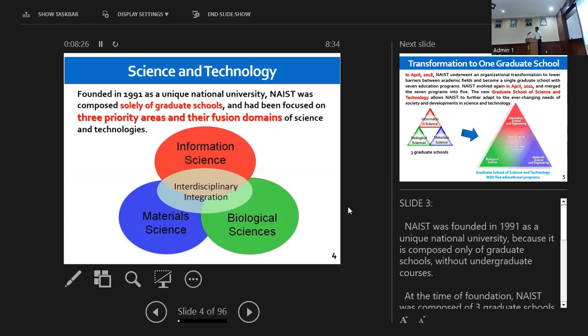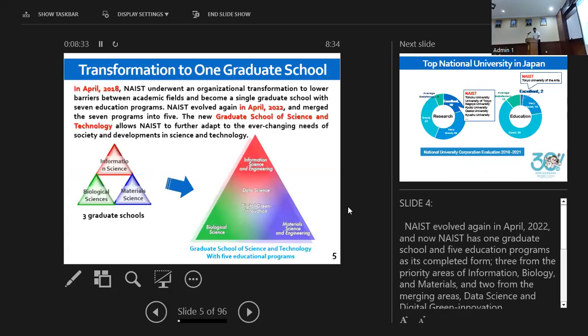It's quite a new university. It was only founded in 1991. So a few years ago, we underwent an organizational transformation. We combined the three graduate schools to form a single graduate school, the Graduate School of Science and Technology.